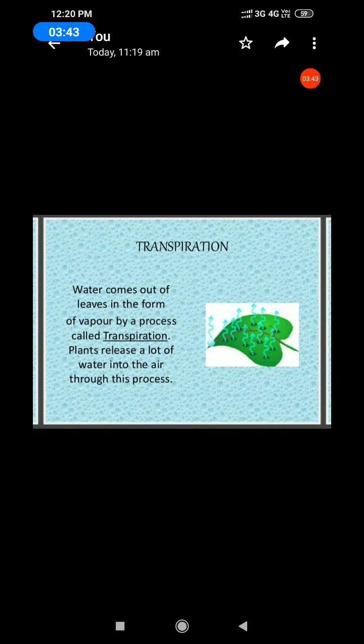Next, transpiration. What is meant by transpiration? Water comes out of leaves in the form of vapor by a process called transpiration. The plants release a lot of water into the air through this process. That is transpiration.